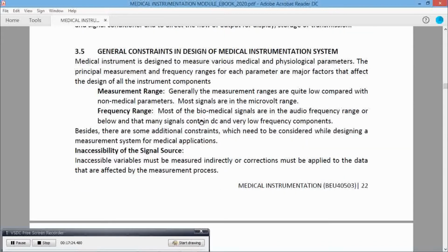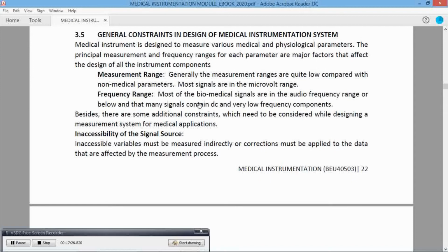And now we will start to look at some important points to design a medical instrumentation. So if you want to design a medical instrumentation, what are the properties that we should consider? There are a few important ones. We will look at the general constraints first, and then we will look at some additional constraints.